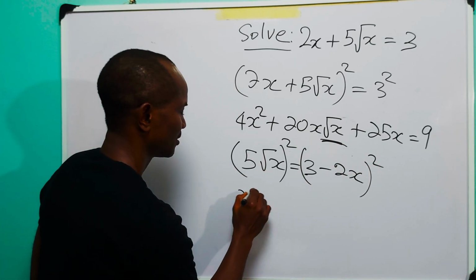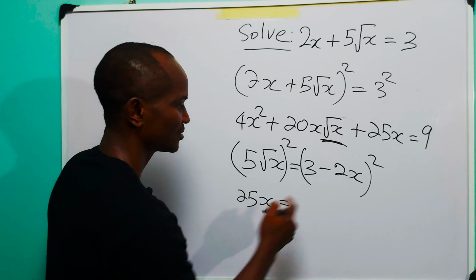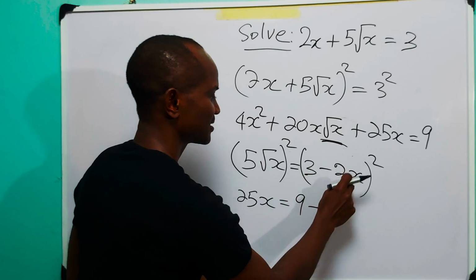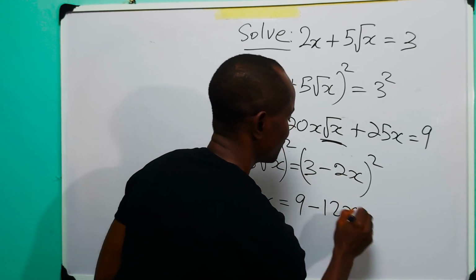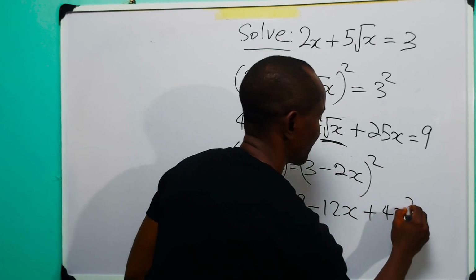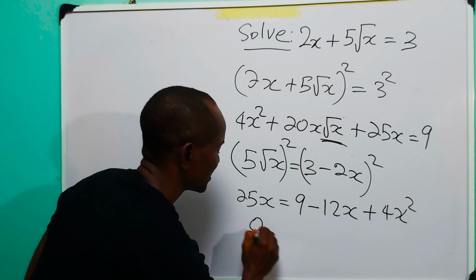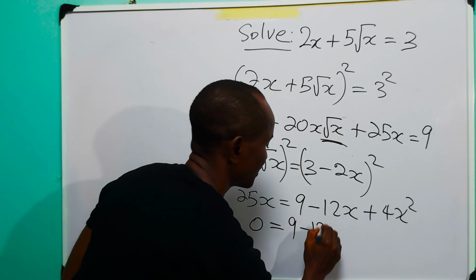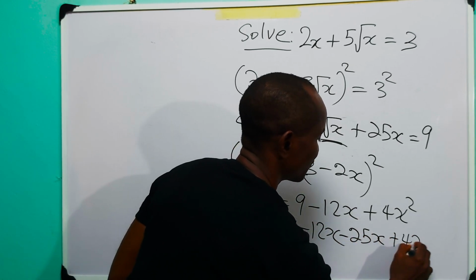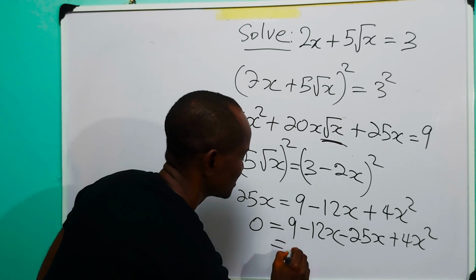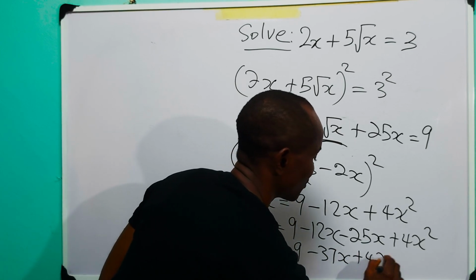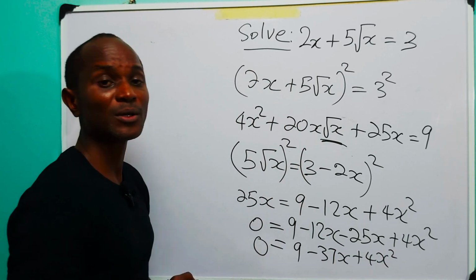so we have that 25x is equal to 3 squared, which is 9, minus 2 times 3 is 6 times 2x is 12x, plus 2x squared is 4x squared. From where we have that 0 is equal to 9 minus 12x minus 25x plus 4x squared. This is equal to 9 minus 37x plus 4x squared is equal to 0, of course.